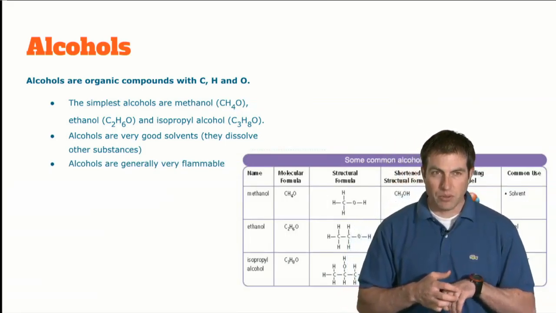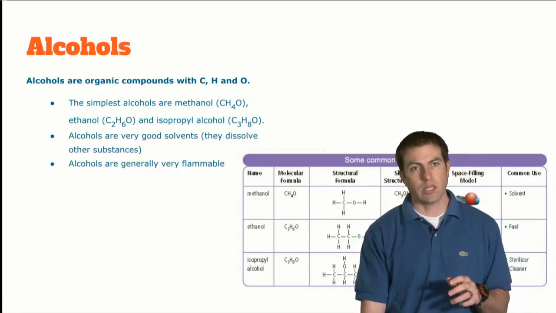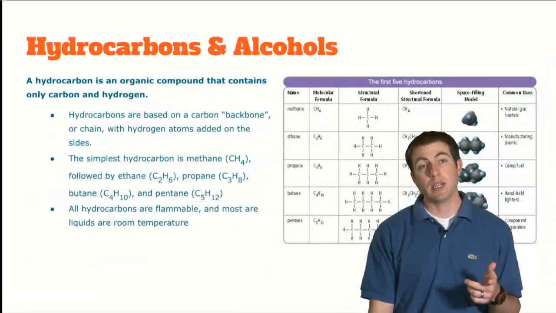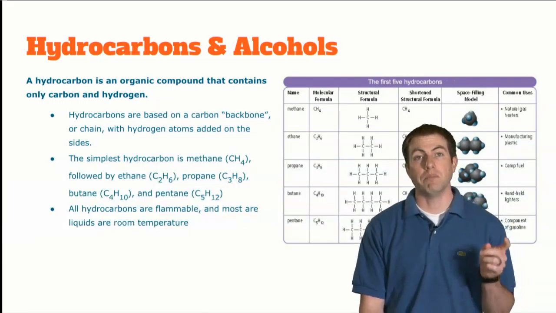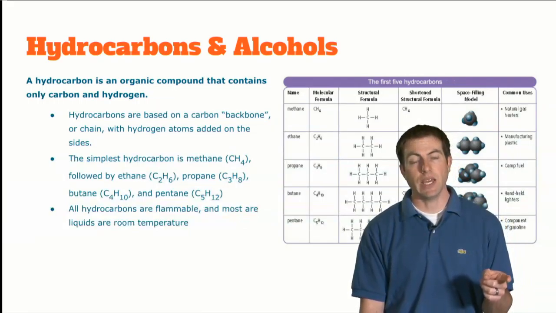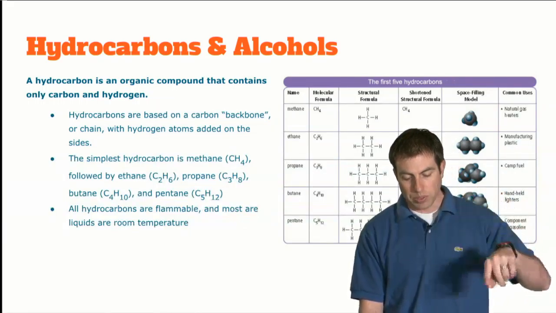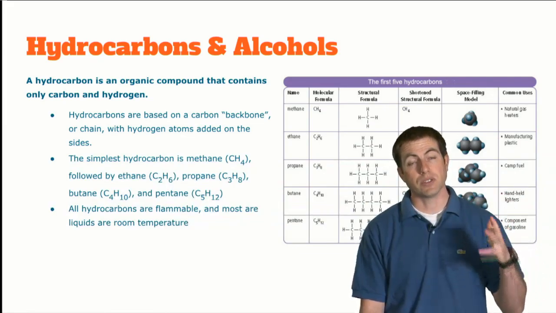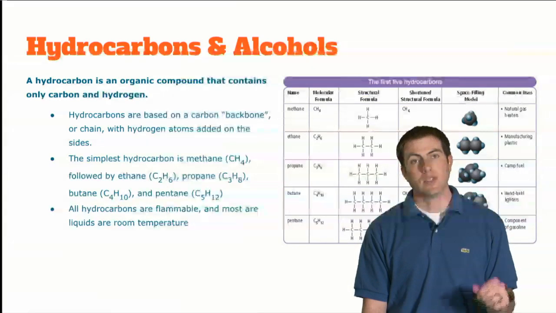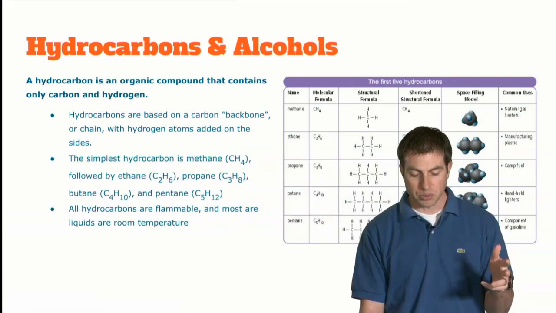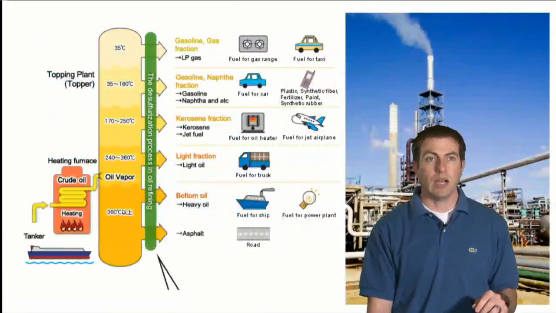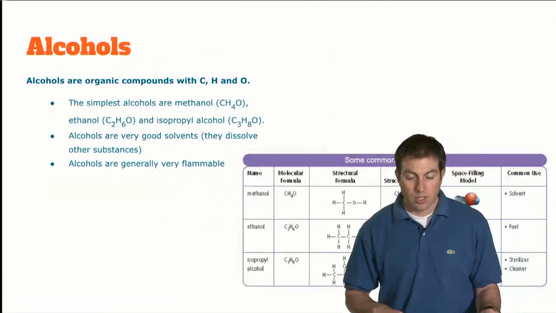And if you think back, let's just take a quick jump back here. The most basic hydrocarbon was called methane. And then we went to ethane, propane, butane, and pentane. Those are the first 5 hydrocarbons. So meth, eth, prop, but, pent. Remember those. Now we jump forward to alcohols.